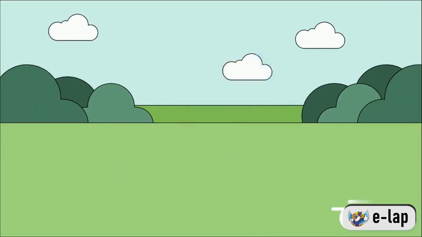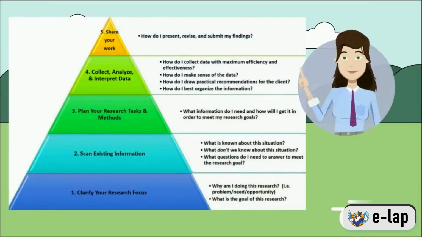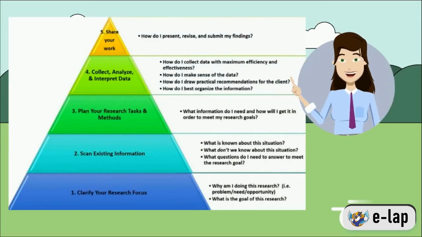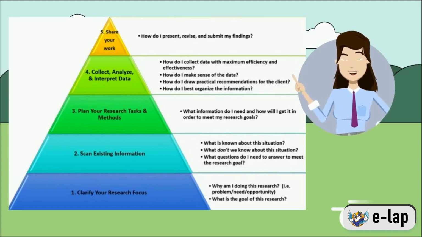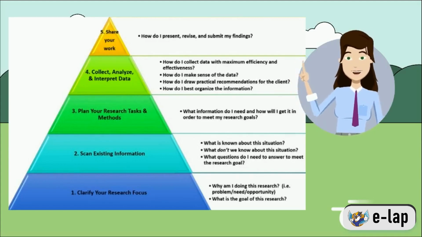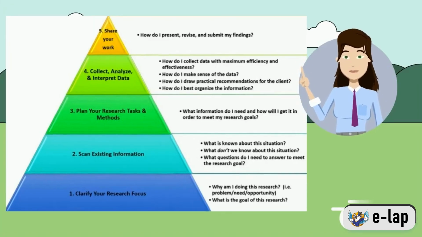And secondly, we will explain how to design and implement an applied research project. There are 5 steps of applied research. The first step is the foundation of all the other steps, as illustrated in the graph. This step of clarifying the research focus has a number of components.